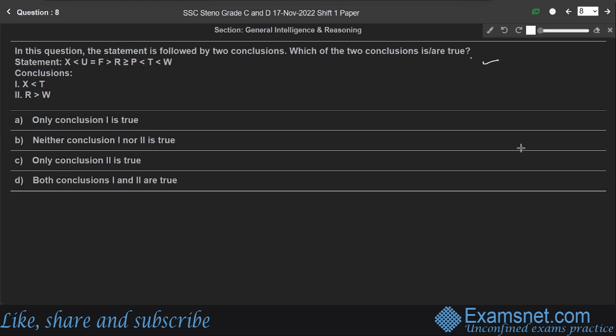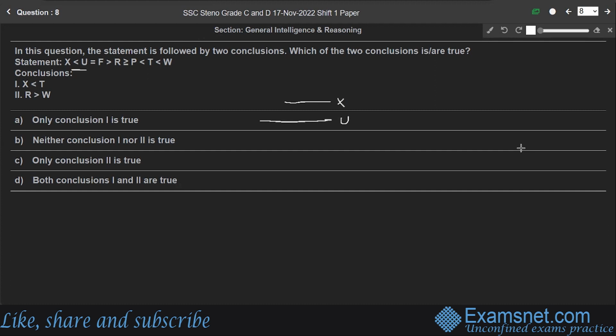Question number 8. In this question, the statement is followed by two conclusions. Which of the two conclusions is or are true? Here is the given statement. Let us consider each letter as a line, so that we can easily find the relation between these letters. X is strictly less than U. If you consider X as a line, U should be a greater line compared to X.